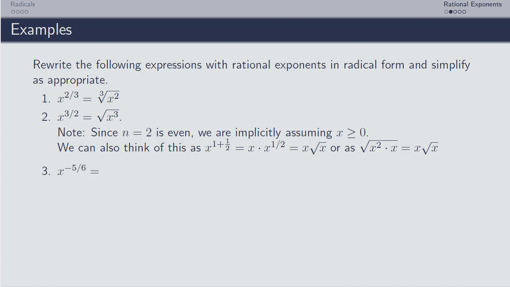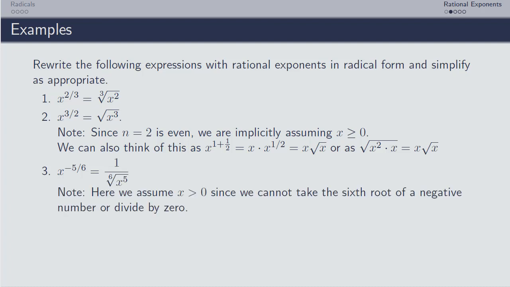x to the negative 5/6 power. It's a negative exponent, so we would have 1 over x to the 5/6 power. That would be 1 over the 6th root of x to the 5th. Here we're assuming that x is greater than 0 because we can't take the 6th root of a negative number, and then we also can't divide by 0. So the negative numbers and 0 are removed here, but for different reasons.